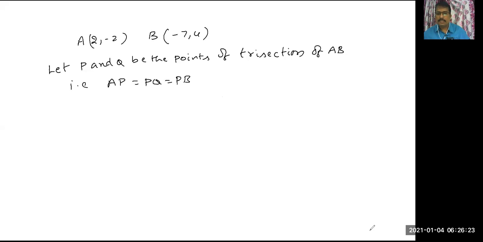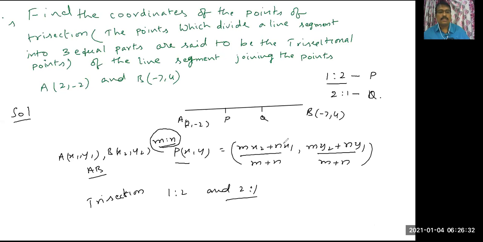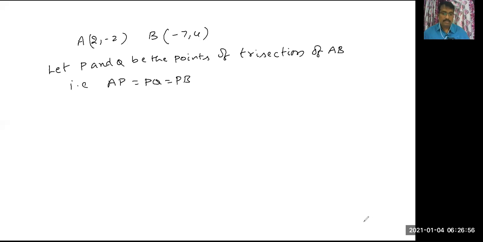So we have already written it this way. So AP is equal to PQ is equal to PB. These are the points. In which ratio do they divide? 1:2. These are dividing in 1:2 and 2:1. So first, P(x, y) divides in the ratio 1:2.